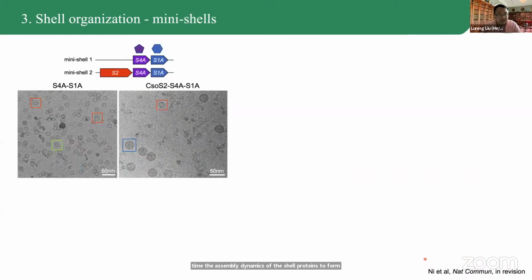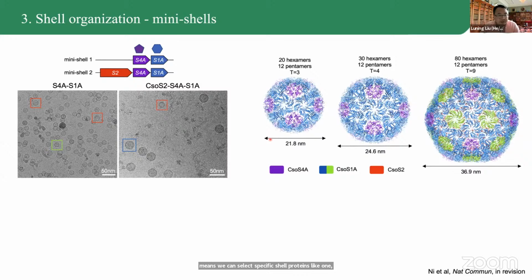Okay, so to try to get a 3D structure of the shells, we use synthetic biology and build mini shells, which means we can select specific shell proteins, like one pentamer and one hexamer. Then we can express them in E. coli to build mini shell structures. Using only these two components, we can get about 22 or 25 nanometer shell structures, which is much smaller than the native, about 100 nanometers. By adding this CsoS2 linker protein, you can get about 37 nanometer structures.